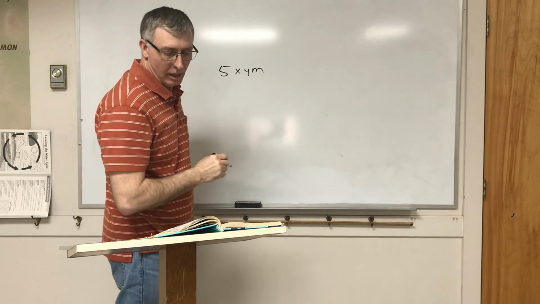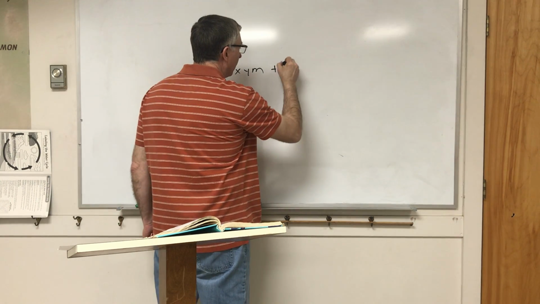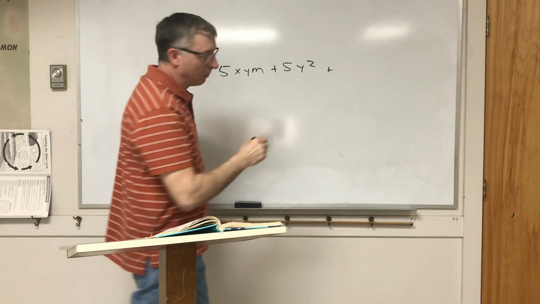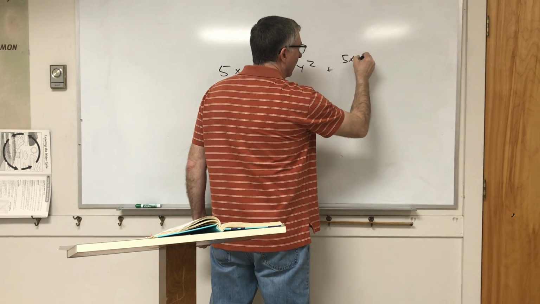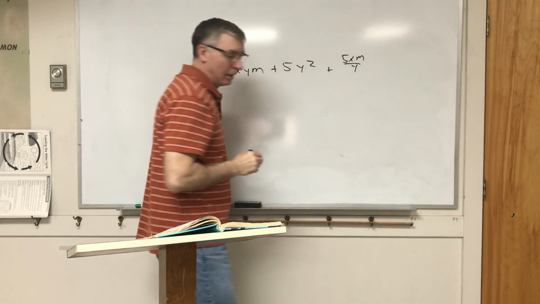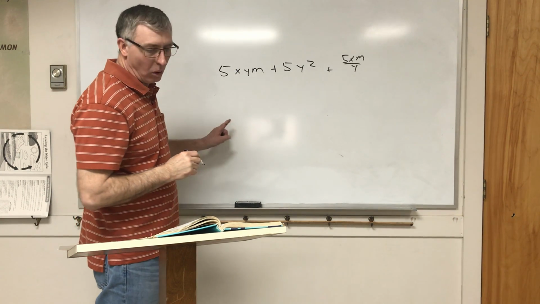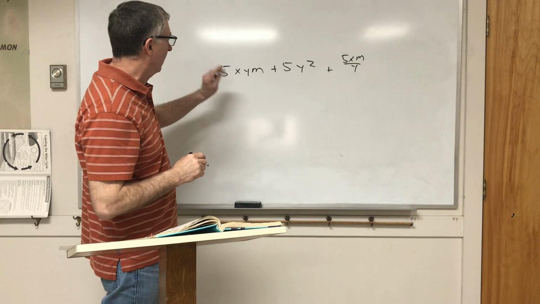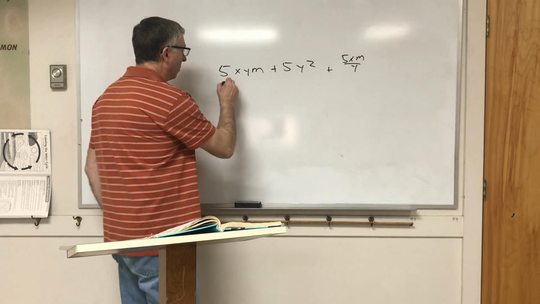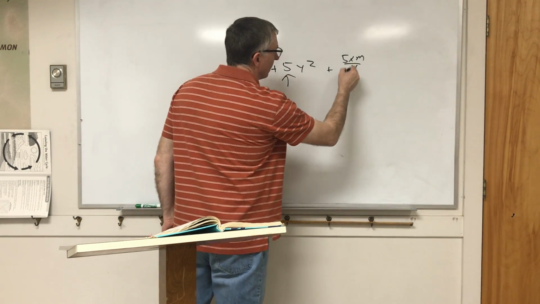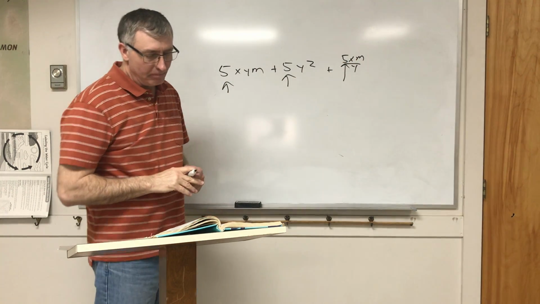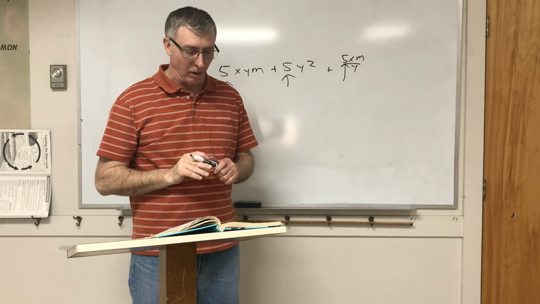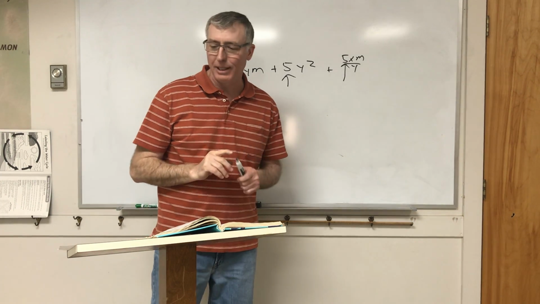5xym plus 5 squared plus 5xm over y, then these are all, I'm sorry, they're not like terms. The coefficient is 5 in each one. Right. To see if 4xy and 6yx are like terms, we consider only the letters.